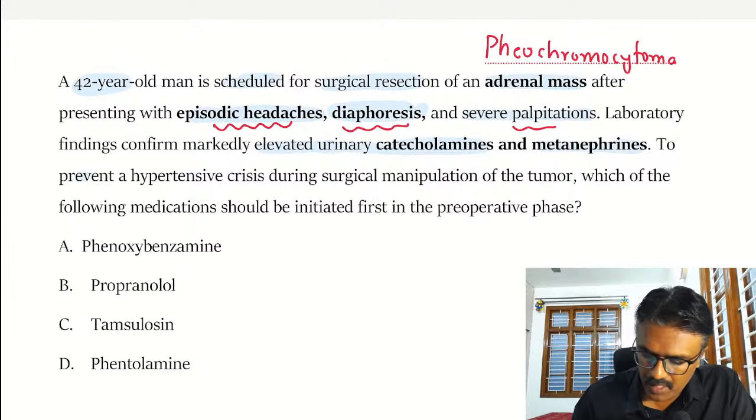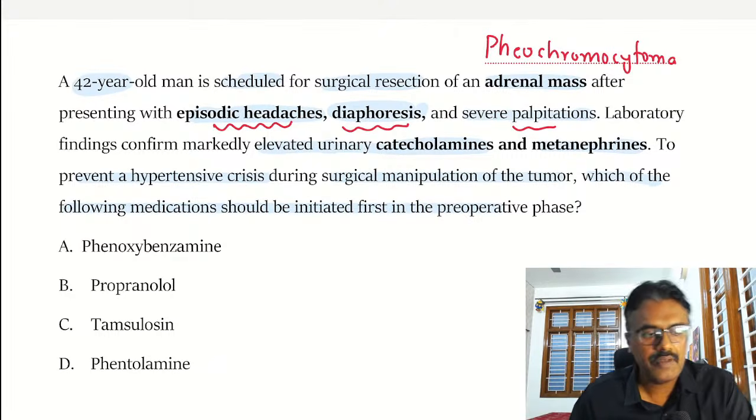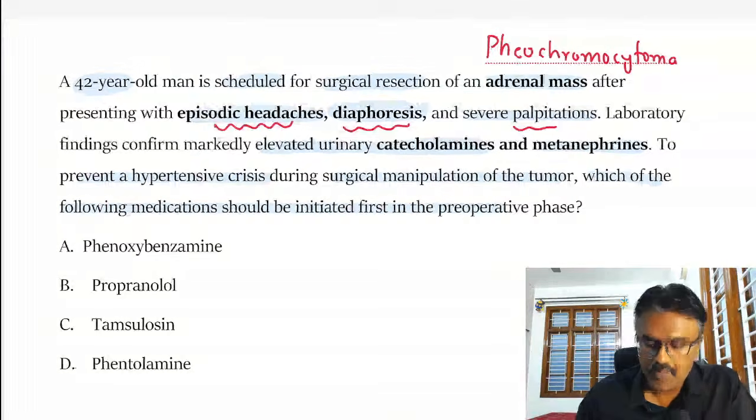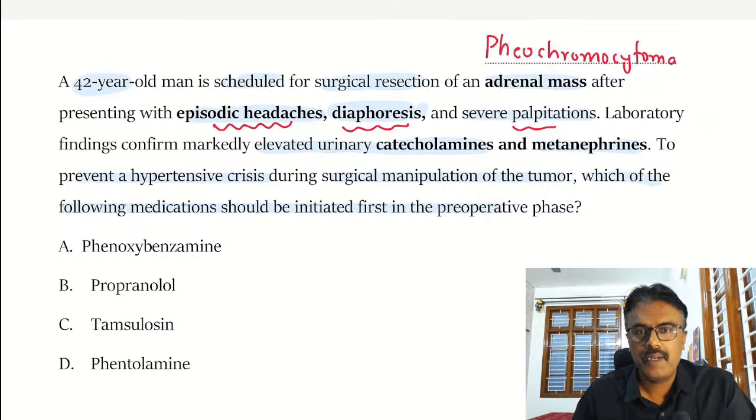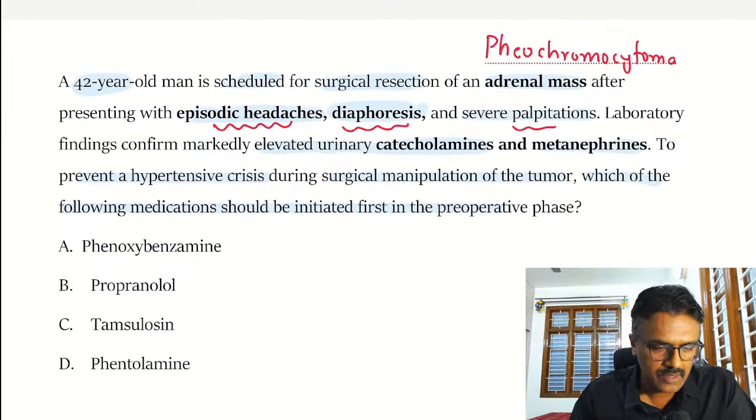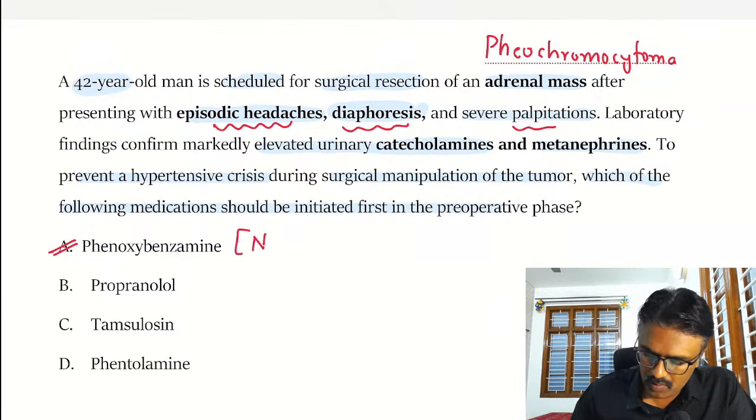Now, to prevent hypertensive crisis during surgical manipulation of the tumor, which of the following medications should be initiated in the preoperative period? So before surgery, what should we give? Because we have to control the BP, otherwise BP will shoot up and the patient may have problems during surgery. So before surgery, to decrease BP, what drug should I use? Yes, the answer is option A, phenoxybenzamine. Phenoxybenzamine belongs to non-selective irreversible alpha blocker.